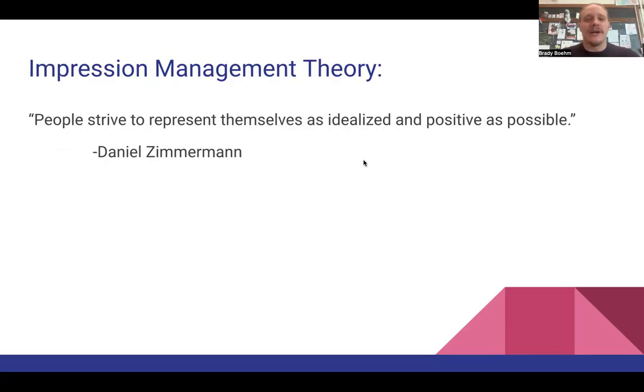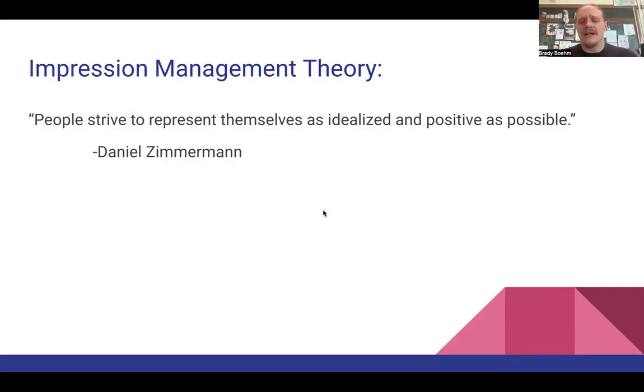So the first one is impression management theory, and Daniel Zimmerman explains this through his quote saying, "People strive to represent themselves as idealized and as positive as possible." In other words, we don't often show the messy, awkward, insecure versions of ourselves online. We do not highlight those. We show, as we would talk about it today, the highlight reel, the joys, the happiness. We want to show the idealized person.